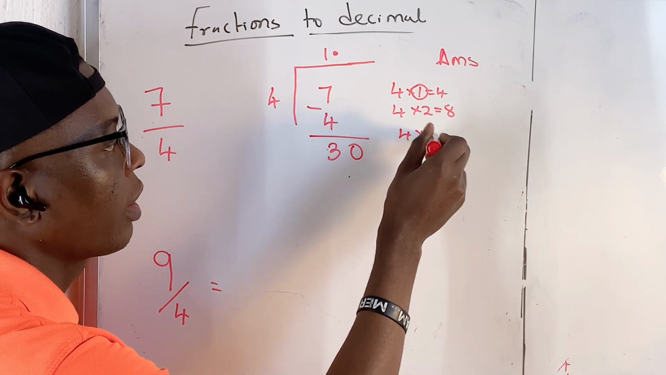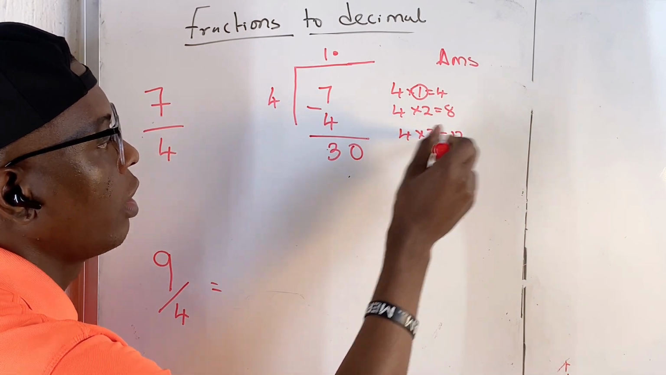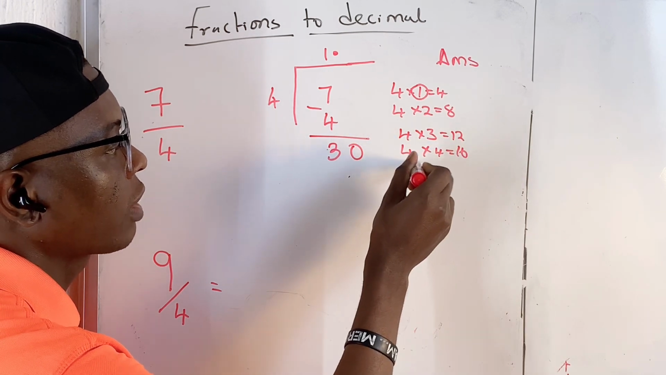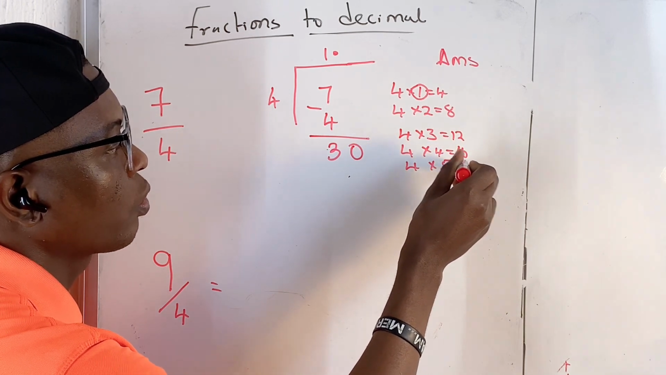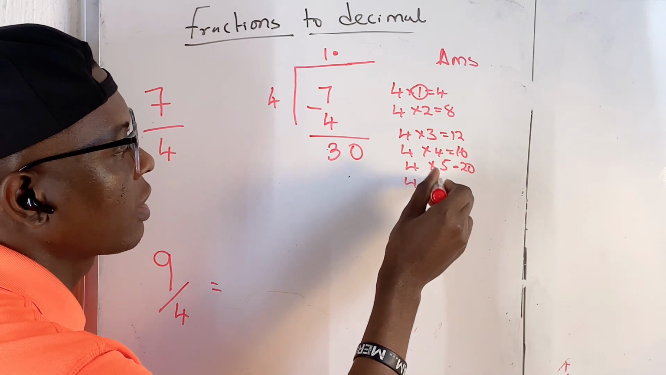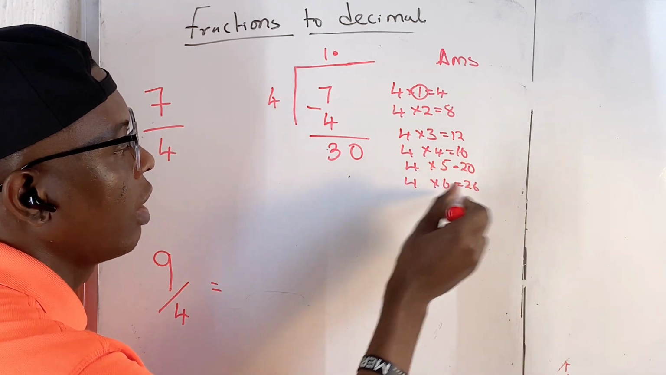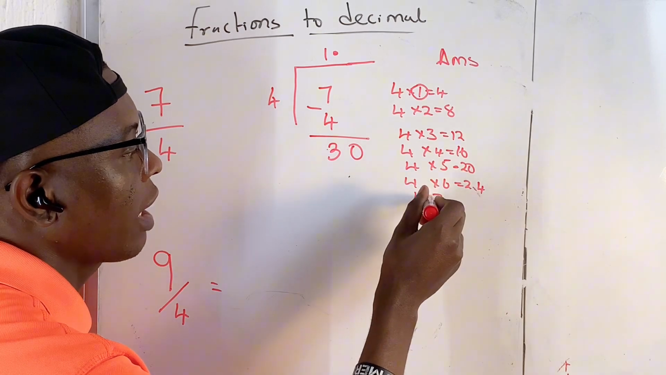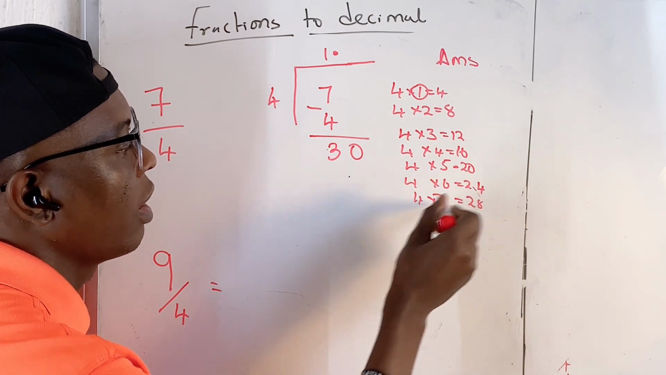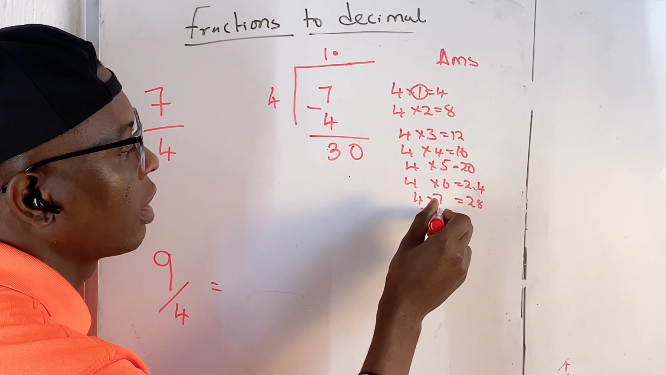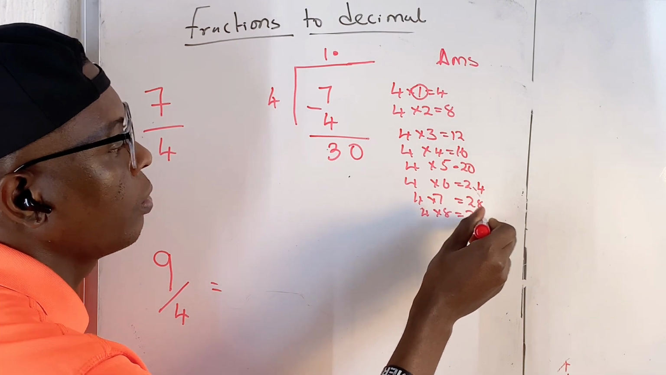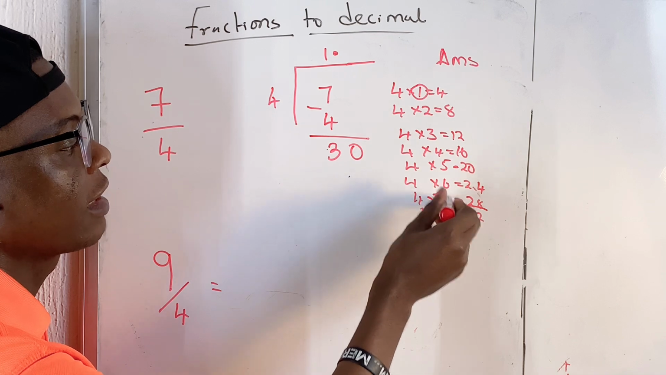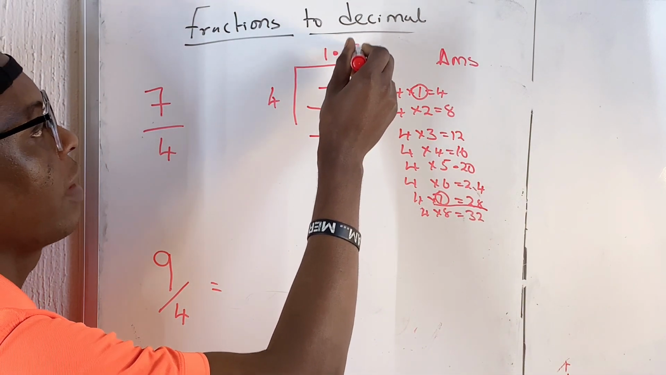4 times 3 is 12. 4 times 4 is 16. 4 times 5 is 20. 4 times 6 is 24. 4 times 7 is 28. 4 times 8 is 32. So we can see that when we are looking for 30, this is the place we stop, and that is 7. So we write down the 7.